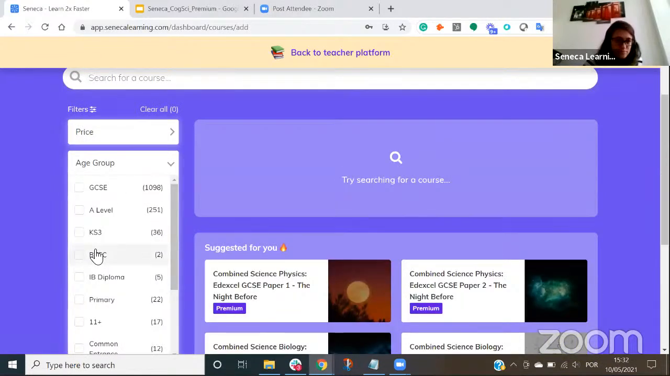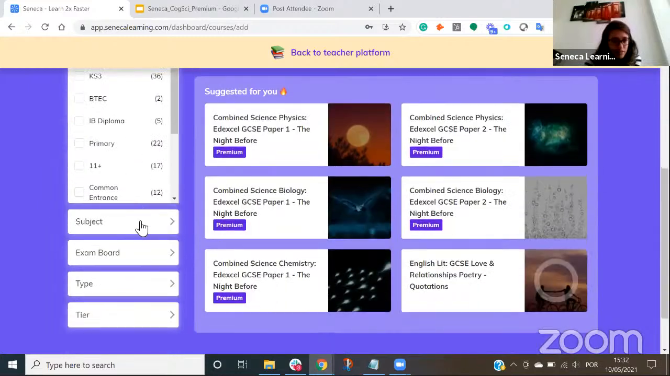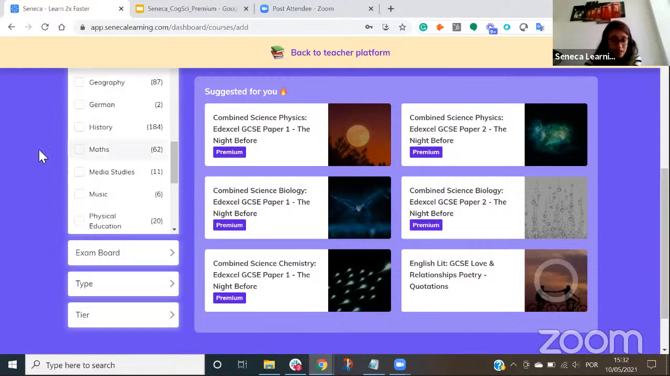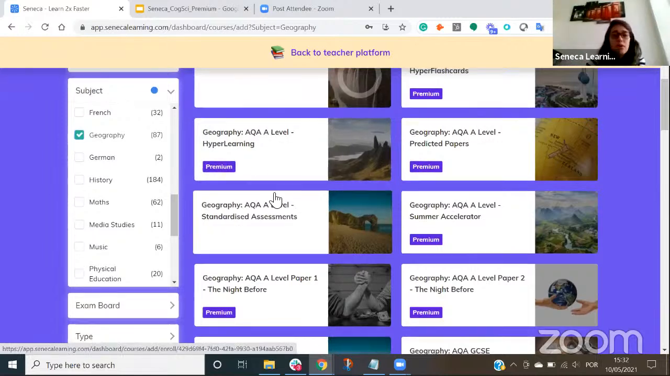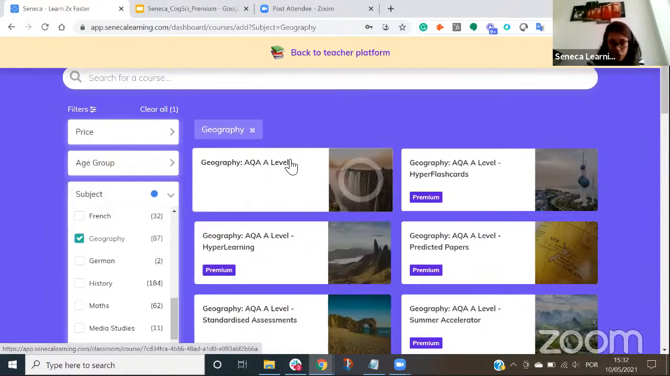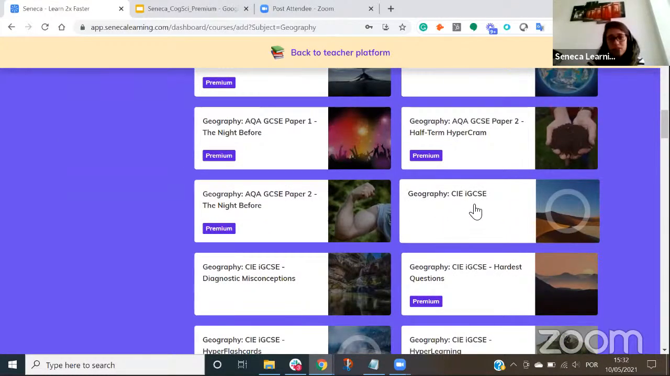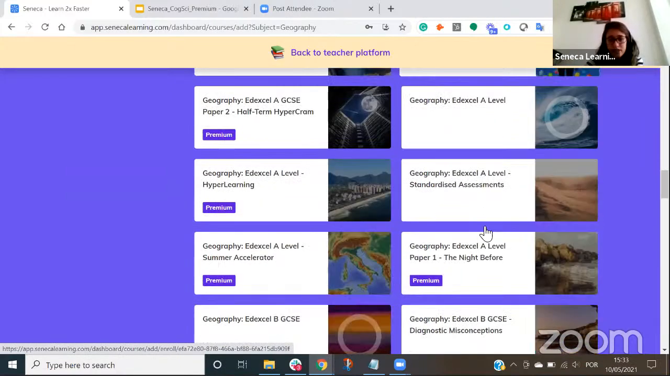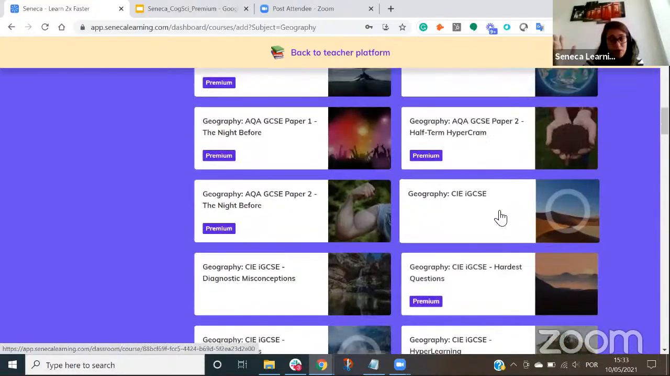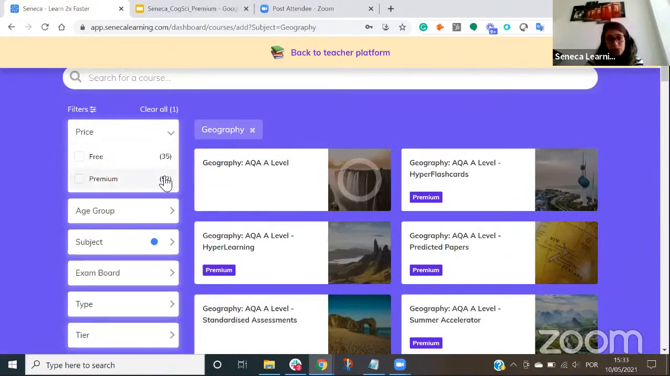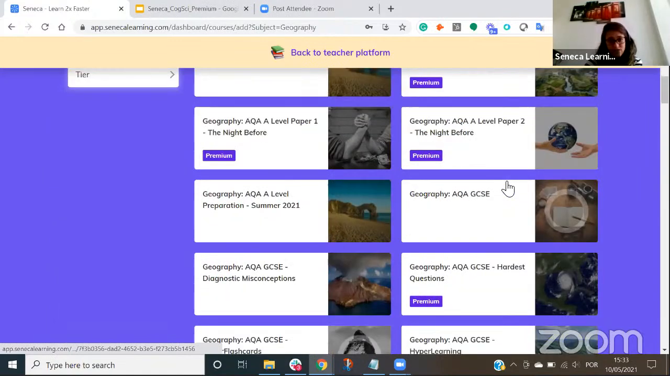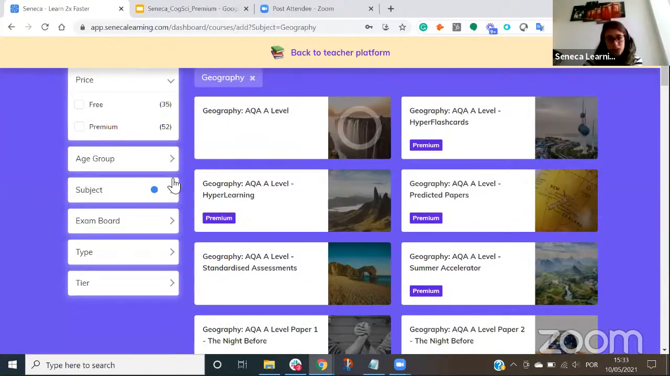Let's talk about the actual student methodology. So let's go for geography. If I select geography here, you can see we have a lot, and it's all exam board specific, written by senior teachers and senior examiners. For example, we have geography A-level AQA, geography Edexcel, geography IGCSE, and so on. It's all divided by exam boards. And because your school is a premium school, you have access not only to the 35 free courses, but also to the other 52 courses as well. So for geography teachers, there are already 87 options here that you can choose from. And the same for all the other subjects as well.